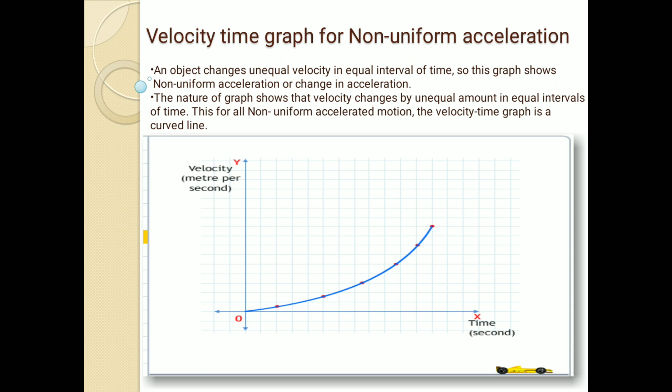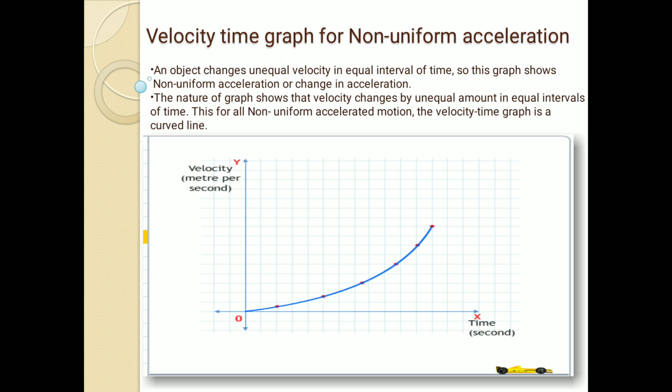Okay, uniform acceleration is constant acceleration. Here is a change in acceleration. Is it clear? Next, the nature of the graph shows that velocity changes by unequal amounts in equal intervals of time, same as the non-uniform acceleration definition. So for all non-uniformly accelerated motion, the velocity time graph is a curved line. Obviously same as uniform motion. In the velocity time graph, non-uniform acceleration gives a curved line, not a straight line. Straight line is for uniform acceleration.